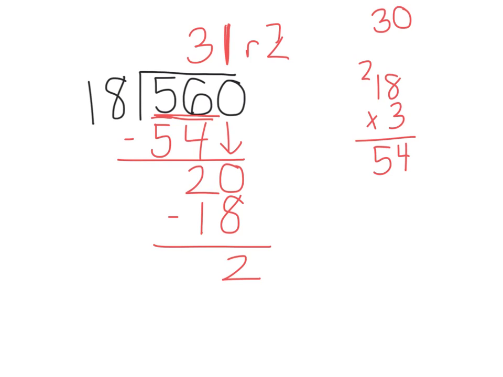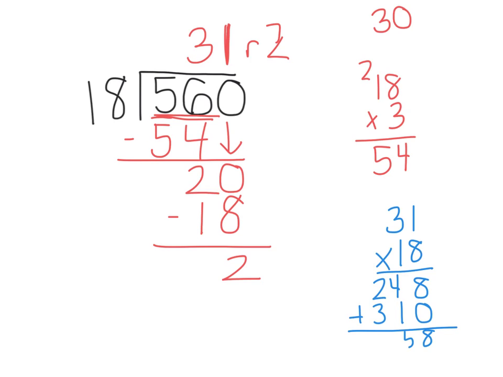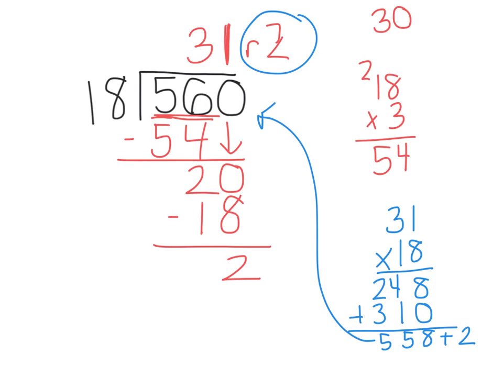Now, of course, as always, you want to check your work, so I'm going to do that. 31 times 18. Ooh, we're going to be doing double digit times double digit. That'll be good practice for all of us. Oh, wait. I'm seeing something here. That's not what my dividend is. I hope that you remember you must add your remainder in. So then that gets me my 560. So I am correct.